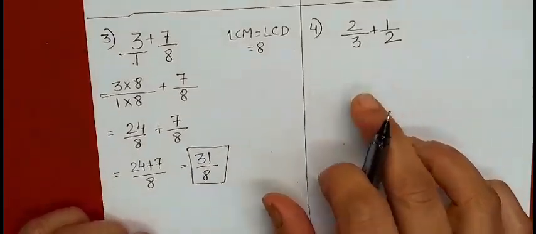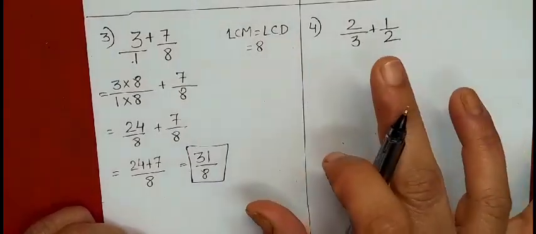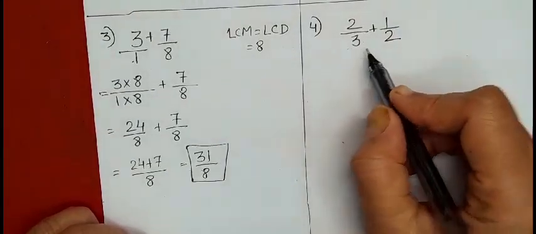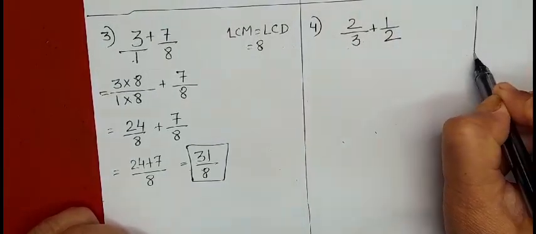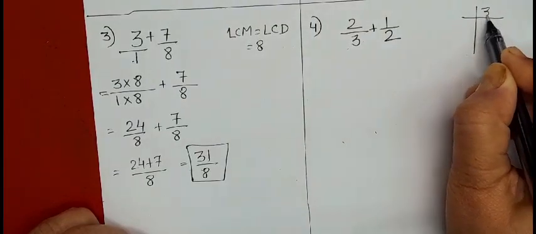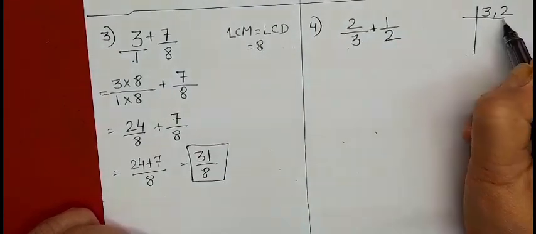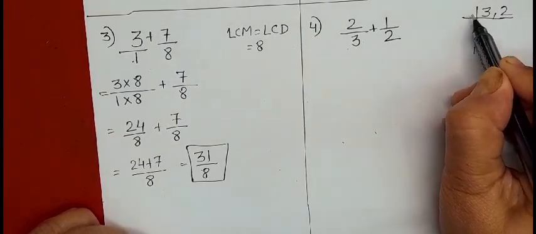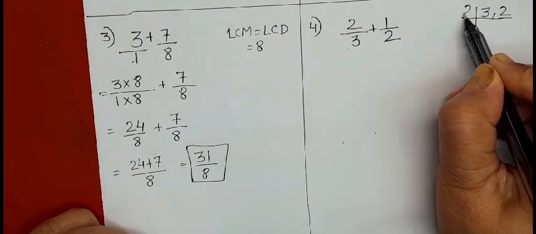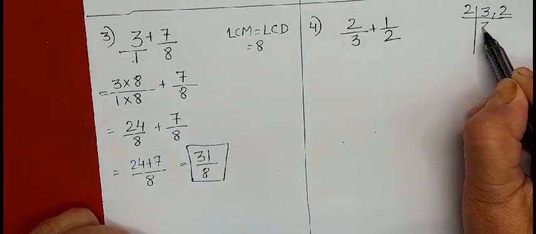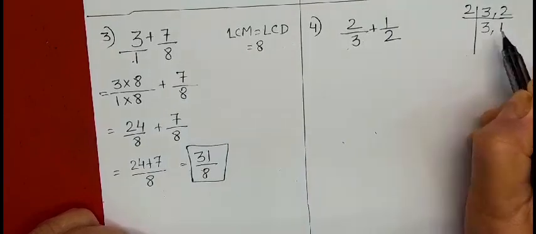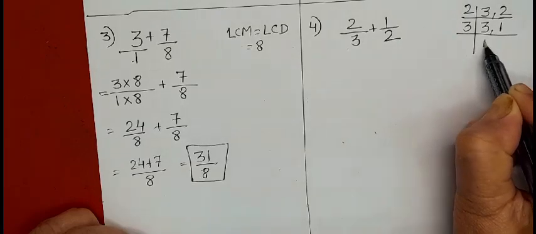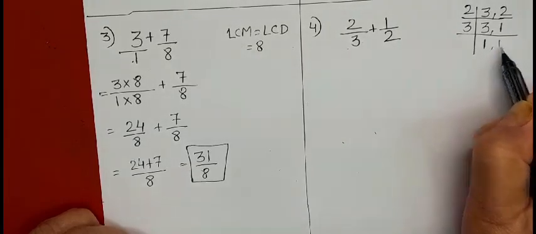Now let us take the fourth example. The fourth example is also of unlike fractions. Because the denominators are unequal, we have to make the denominators equal by taking out their LCM. So we'll take out the LCM by the prime factorization method. We'll divide both of these denominators by the prime number 2. 3 will remain as it is, and 2 times 1 is 2. Then again this will be divided by 3. 3 times 1 is 3, and 1.